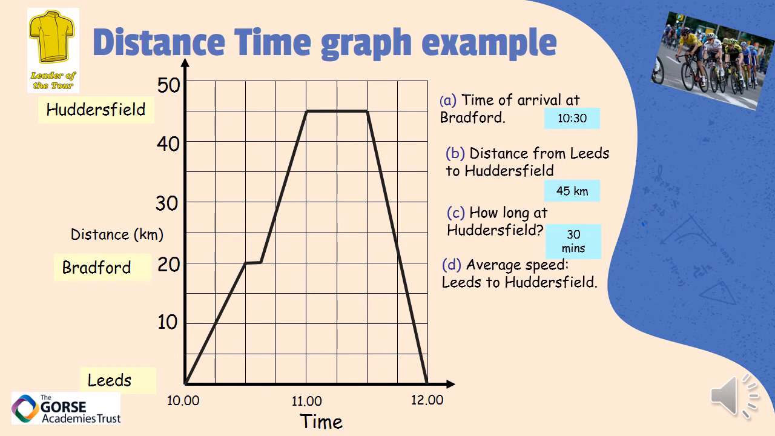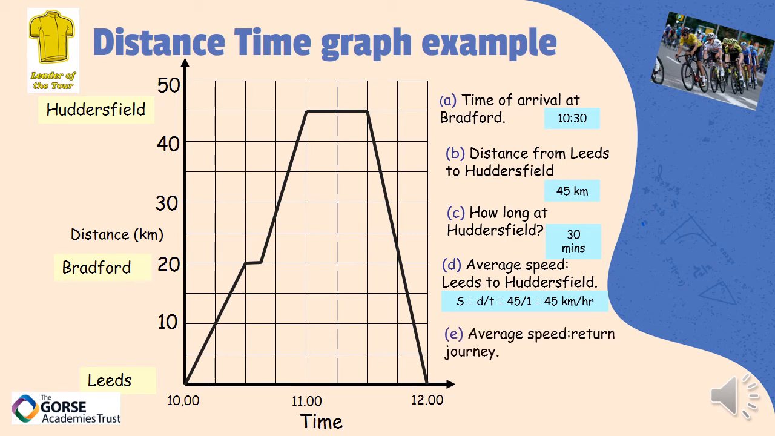What was the average speed to get from Leeds to Huddersfield? Now go back to stage 2. Remember, speed is distance divided by time. So the distance from Leeds to Huddersfield is 45 kilometres. The time it takes to get from Leeds to Huddersfield is between 10 and 11, so that is 1 hour. So the speed is going to be distance divided by time: 45 divided by 1 hour. So it's 45 kilometres per hour.